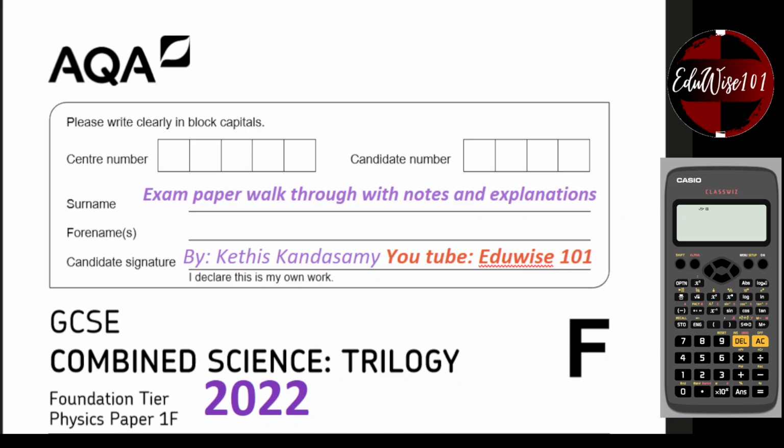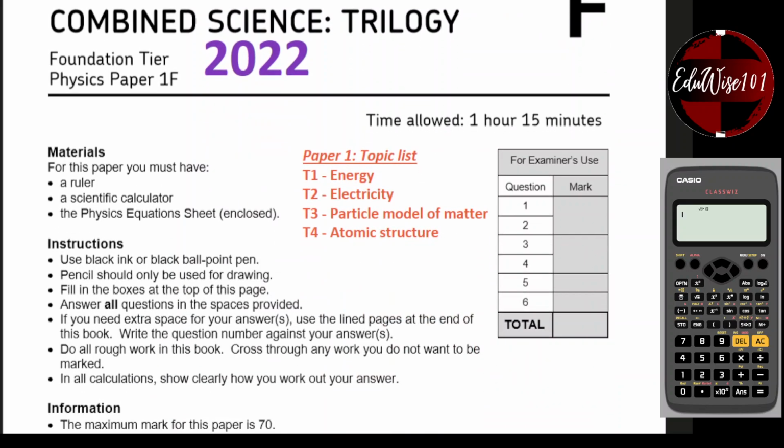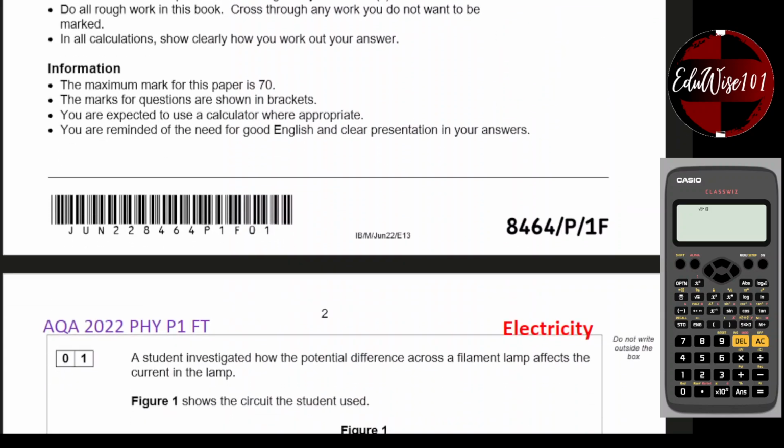In this video, I'm going to go through the AQA Combined Science Trilogy, Physics Paper 1 Foundation Tier from 2022. This paper is 1 hour 15 minutes long and it has 6 questions. In paper 1, there are 4 topics. The first topic is energy, second is electricity, third is the particle model of matter, and the fourth is atomic structure. So let's have a look at question number 1.